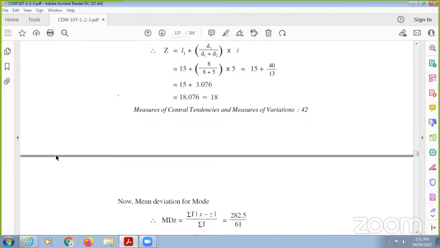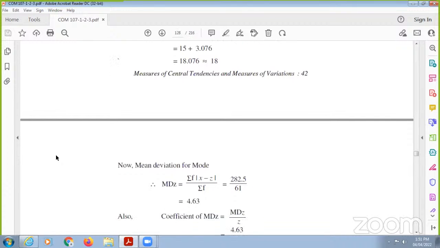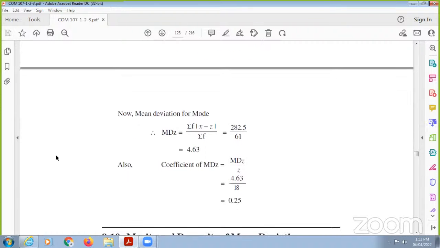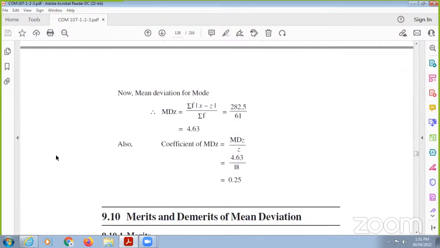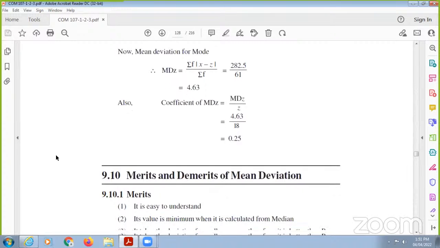Now mean deviation from mode also. The mean deviation from mode is summation f into bracket x minus mode upon summation f. The total here 282.5 divided by 61. The answer will be 4.63 here. The coefficient of mode is 4.63 divided by 18. That means approximately 0.25.